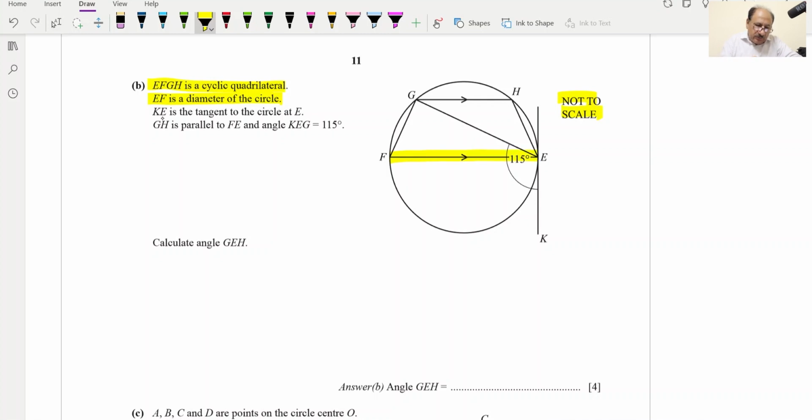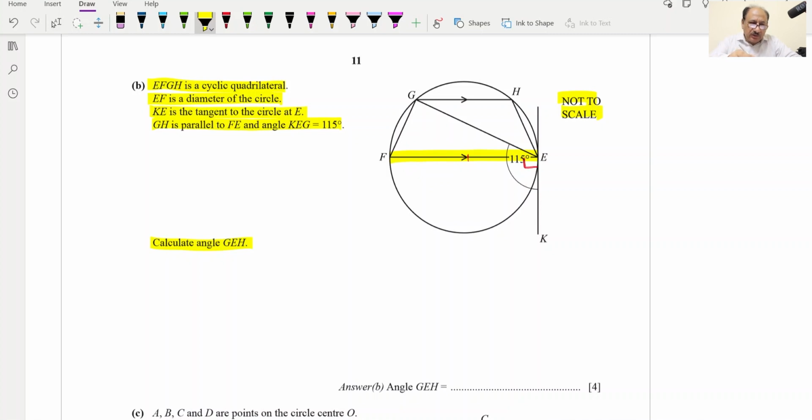This is important. KE is the tangent to the circle at E. Tangent to the circle at E means this part, which is radius, which is diameter, is making an angle of 90 degrees with the tangent. So we understood this information also. GH is parallel to FE and angle KEG is 115. Calculate GHE.